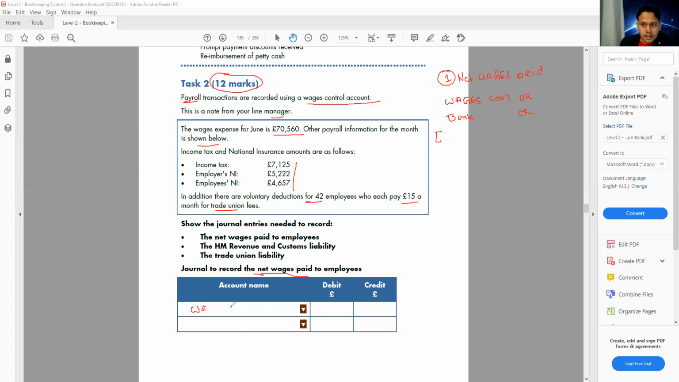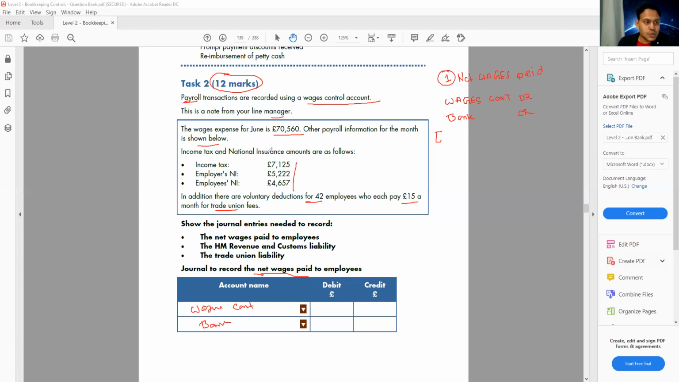Wages control debit, bank credit. So let's have a look at the amount. How much will be the amount? We remember how to do the amount for that net wages.